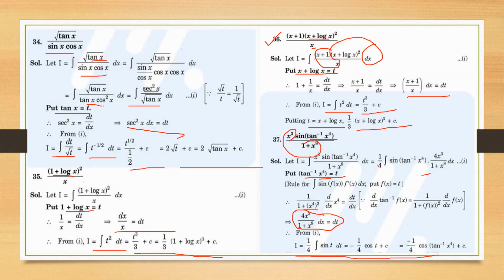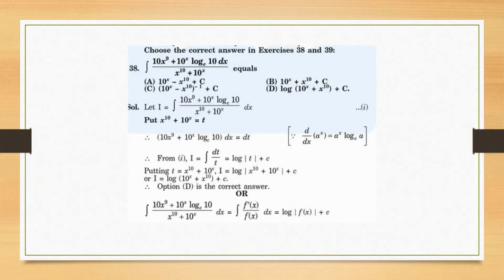Choose the correct answer, right? So it is 10x raised to power 9 plus 10 raised to power x log e to the base 10, upon x raised to power 10 plus 10 raised to power x. So see, here also put this as t. Now what is the derivative of x raised to power 10? It is 10x raised to power 9. What is the derivative of a raised to power x? It is a raised to power x log to the base e of a. It becomes 10 raised to power x log to the base e of 10. dx is dt.